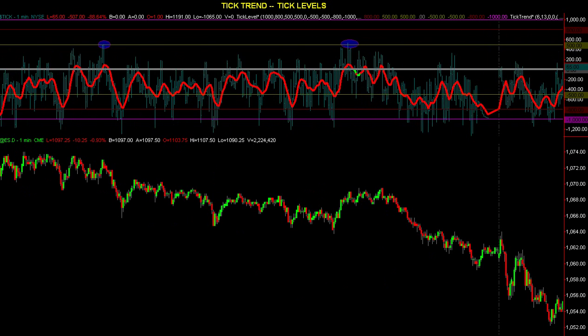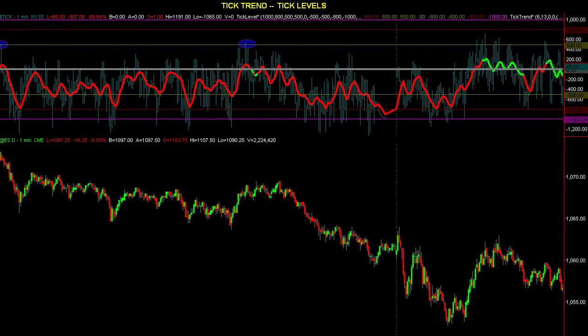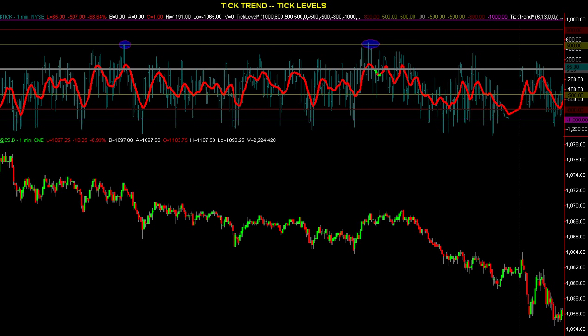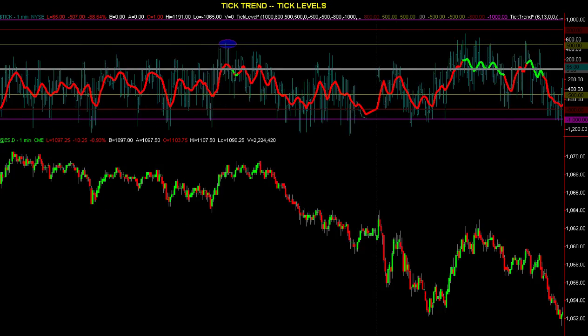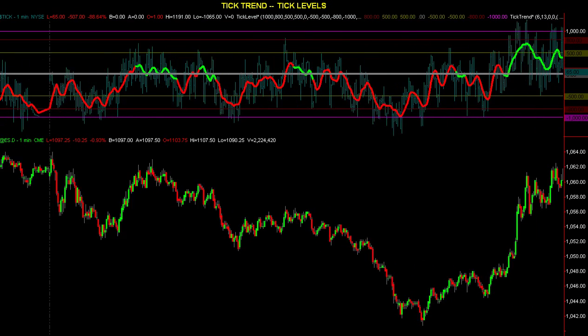Now every day is not going to be as it was this day, with the tick trends being pegged below zero and staying red all day long. That's not what I was implying.